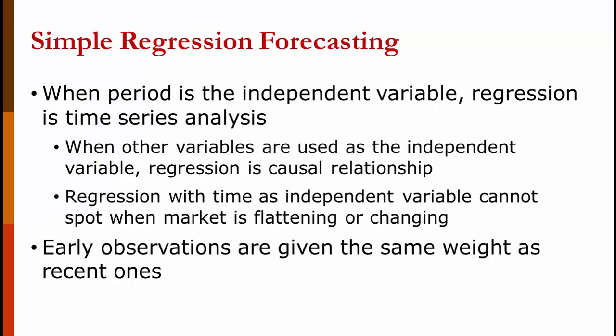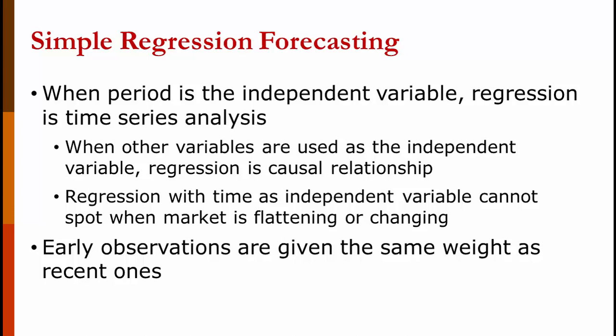When the independent variable is time, that is just the period number, then regression is time series analysis. Simple regression is time series analysis. If any other variable other than time is used as the independent variable, then you have a causal relationship. For example, trying to forecast carpet sales based on the number of new homes being built. When you're using time as the independent variable, there's absolutely no way to spot anything that's changing in the marketplace. So if you're using carpet and housing sales, if housing sales went up, your model would adjust. So if you're using carpet sales and time as your model, if housing starts went up, your model wouldn't adjust.